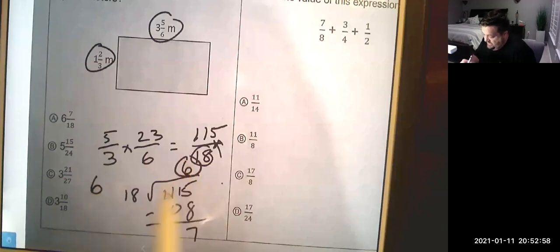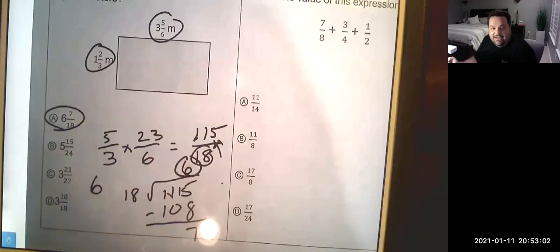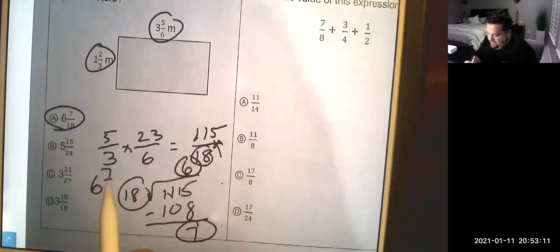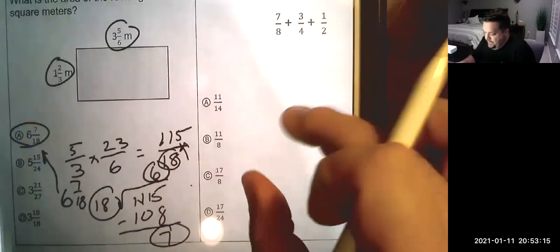Now, right when I get 6 as my whole, there's only one of them over here that has 6 as the whole, right? So if you had to make a guess and the rest of the math didn't work out, that's probably a pretty good guess, right? But then here is my 7/18 that would come over here to make my fraction. See what we're doing? All right.